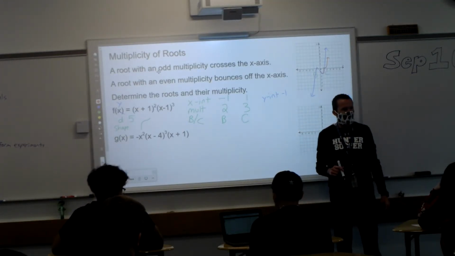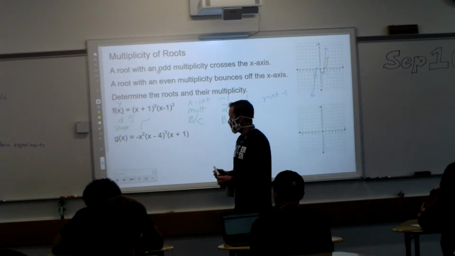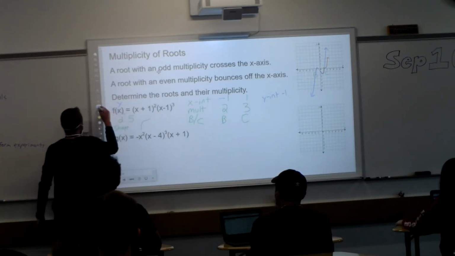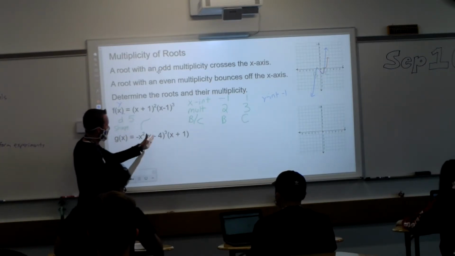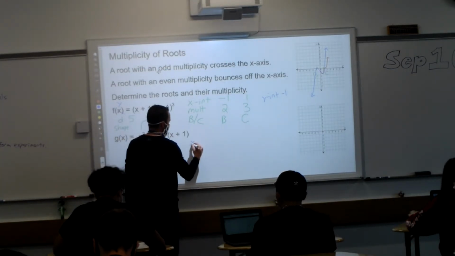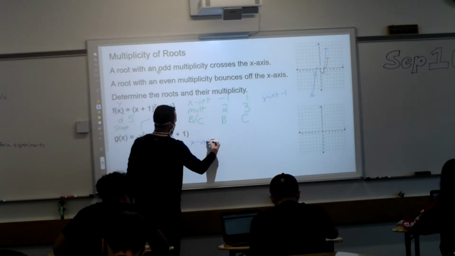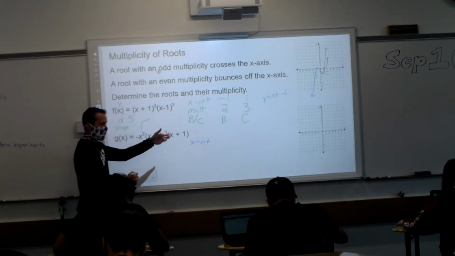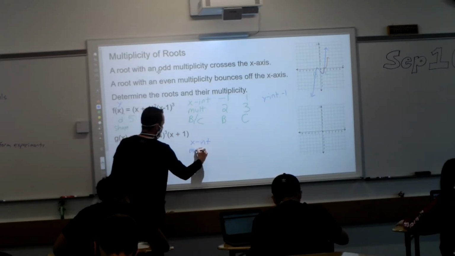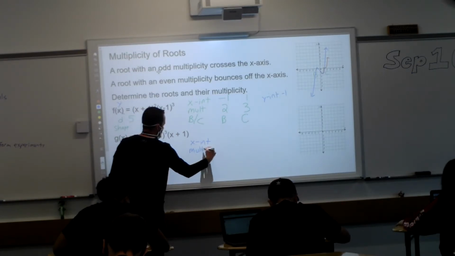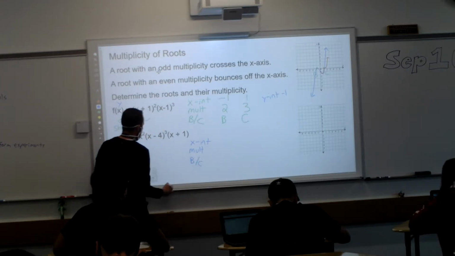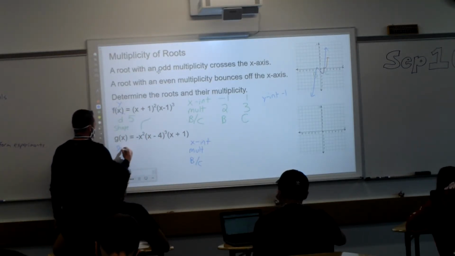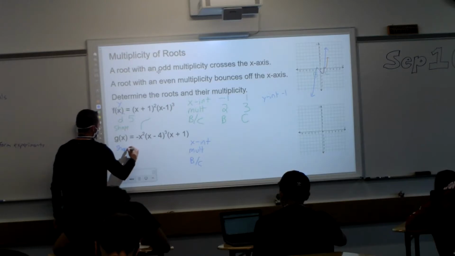Okay? Alright, now here's what I want you to do. I want you to take a second here and do as much of this next one as you can. There are going to be 3 x-intercepts, and I want you to talk to your neighbor and see what the 3 x-intercepts are. What is the multiplicity of each intercept? And what does that mean? Will it bounce or will it cross? Then, count up how many of the x's you have.